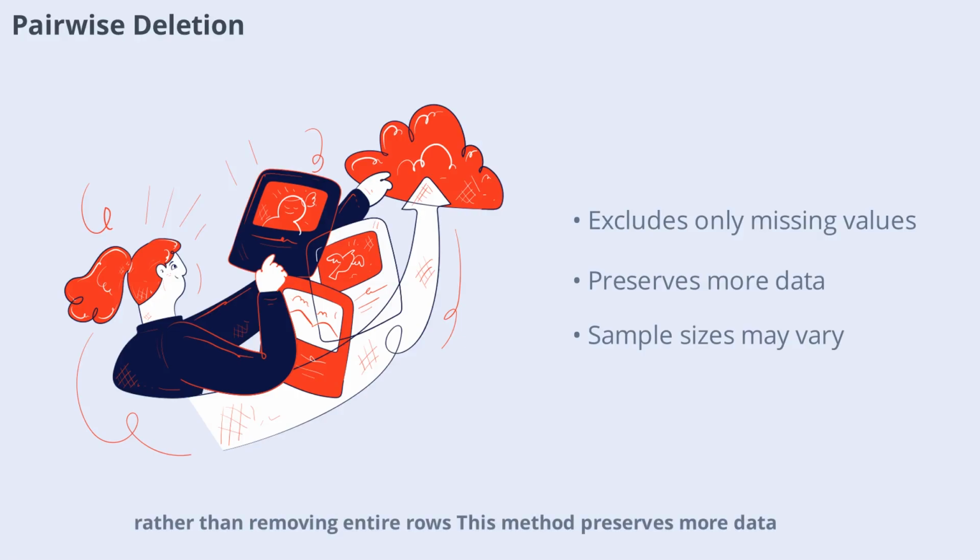This method preserves more data but can lead to inconsistent sample sizes across different analyses. It's useful when missing data is scattered and not concentrated in specific variables. However, it's important to be cautious, as results from pairwise deletion can be harder to interpret.